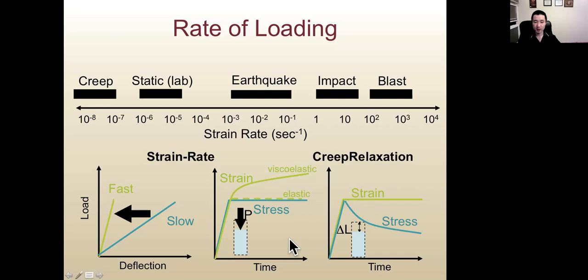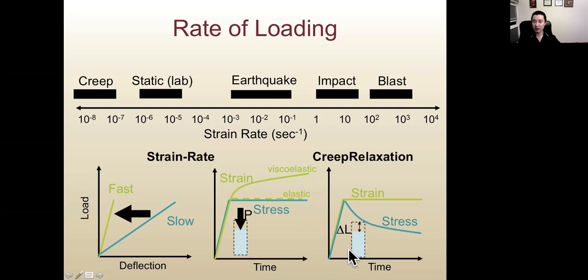If we keep the load constant on concrete, for elastic materials the strain should not change because we do not change the stress level. So constant stress level, we have constant strain. But for viscoelastic materials such as concrete, the strain will slowly go up. We call that creep.